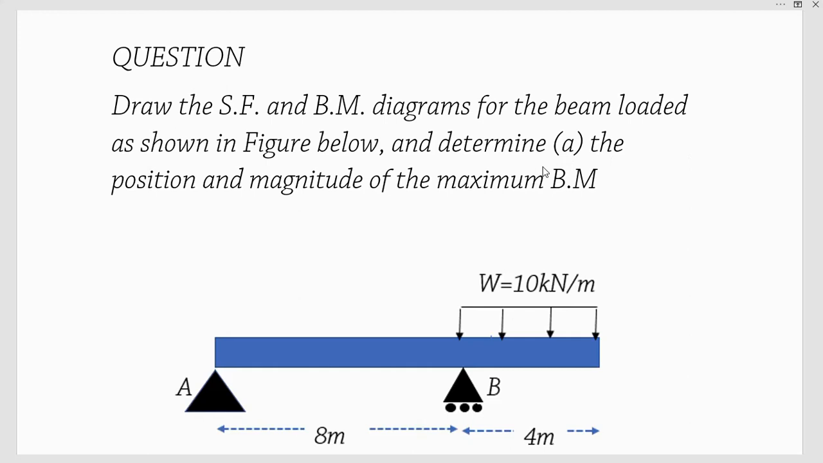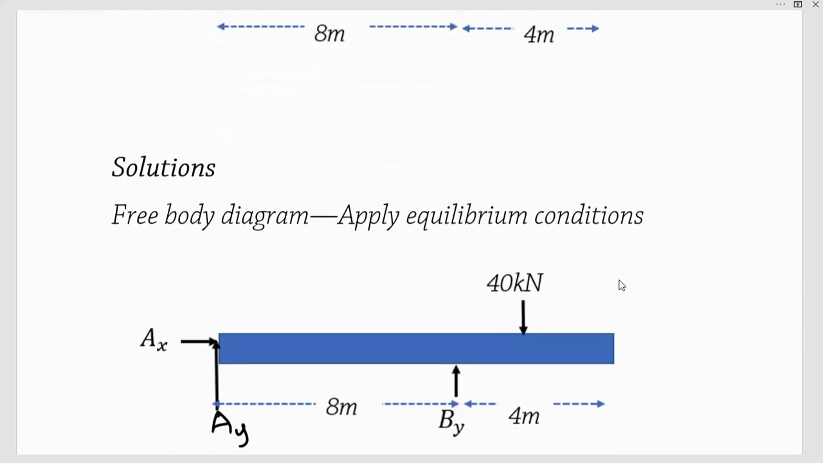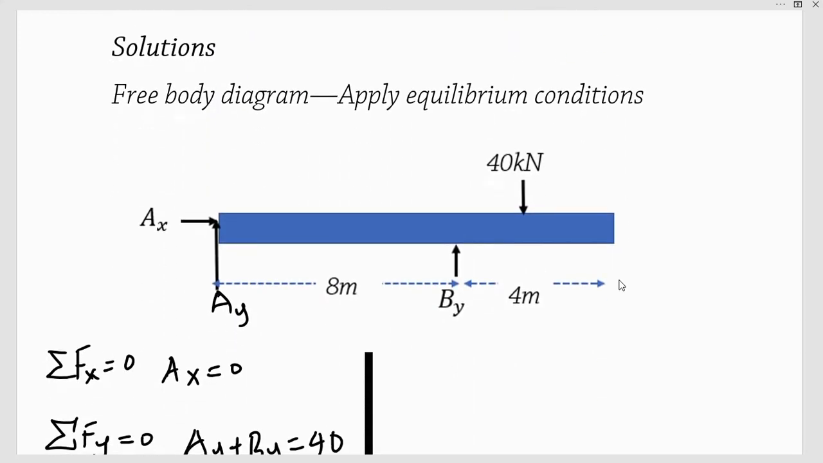In this video, we are looking at drawing the shear force and bending moment diagrams, and the beam is loaded as follows. We have a pin support here at A and a roller support at B. Then we have a uniformly distributed load over a span of 4 meters from support B to the end of the beam. So let us look at the solution for this problem.